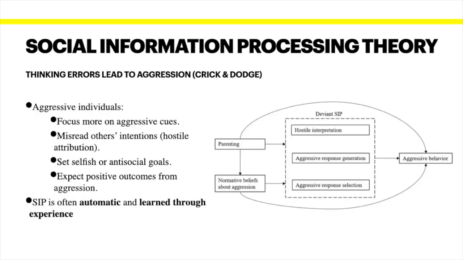Social information processing theory, SIP. Ever misread someone's tone and got angry even though they didn't mean harm? That's what SIP is about. Aggressive people often misinterpret others' intentions, assume hostility, focus more on aggressive details. For example, a child thinks another child bumped them on purpose, even if it was an accident, and punches them back. SIP explains how thought processes influence aggressive reactions, especially in kids.